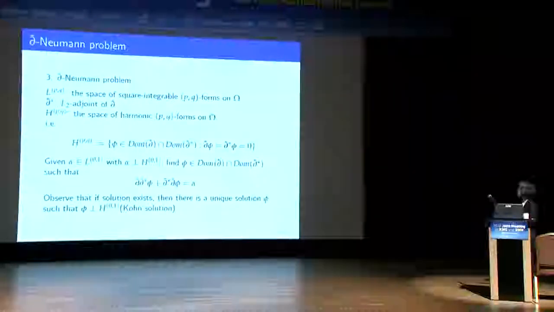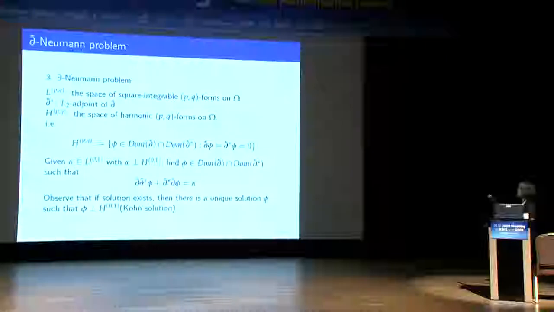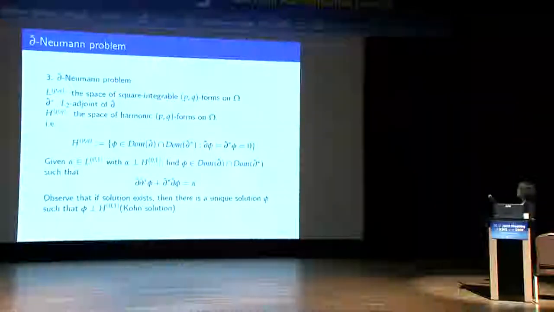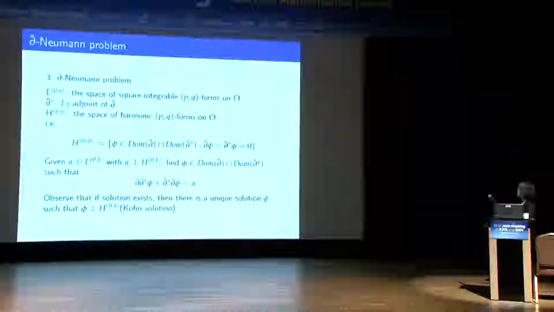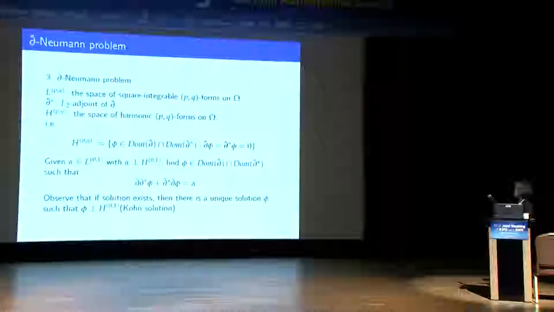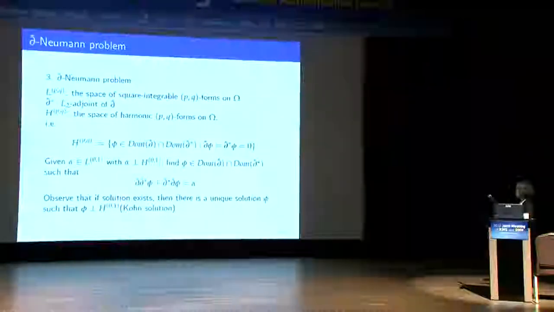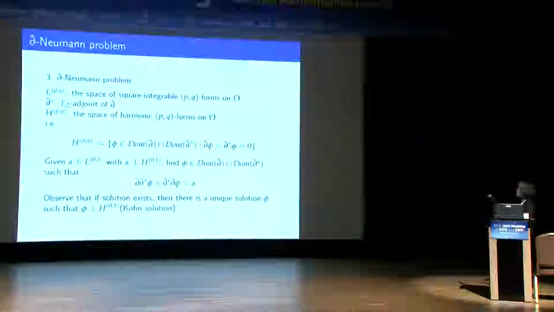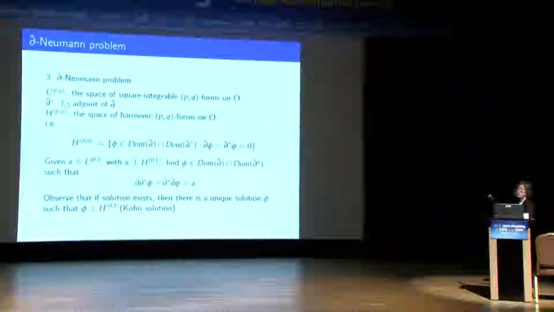So now we introduce the D-bar Neumann problem. Like in the Riemannian case, we can define the complex Laplacian like this. L^2_{p,q} is the space of all square integrable (p,q) forms. And then we take the L2 adjoint of D-bar, and then we define harmonic (p,q) forms, which are the (p,q) forms that satisfy this equation. And then we want to solve this equation. For any alpha which is orthogonal to these harmonic (p,q) forms, we want to find phi that solves this equation. This is the D-bar Neumann problem.